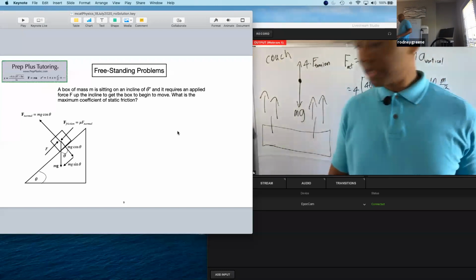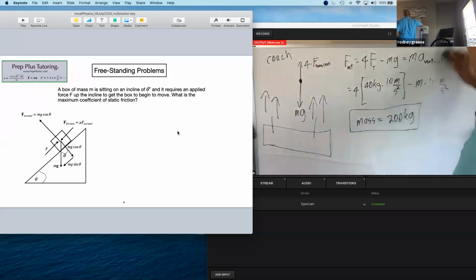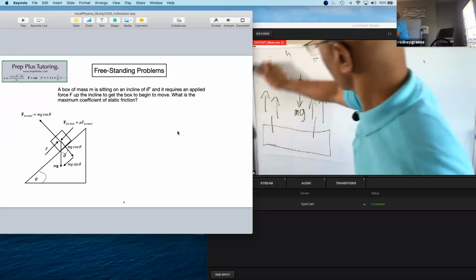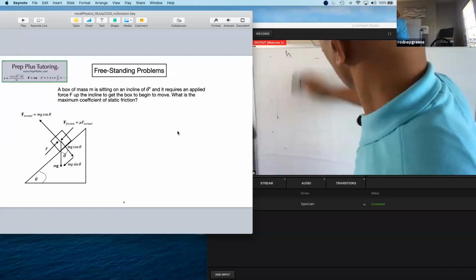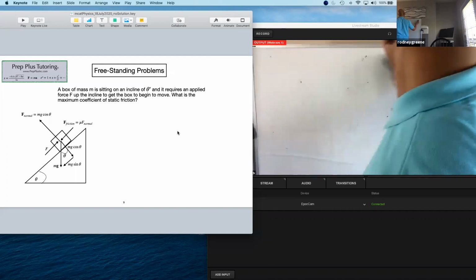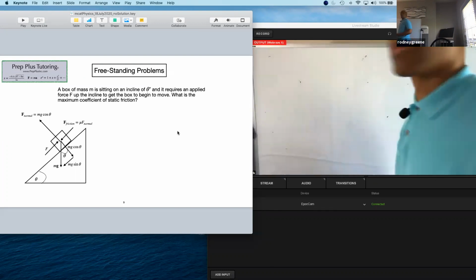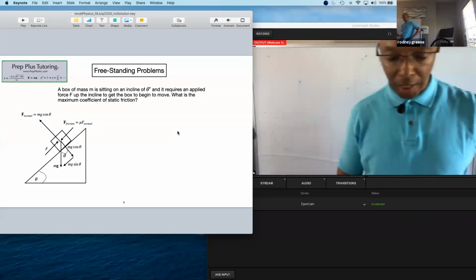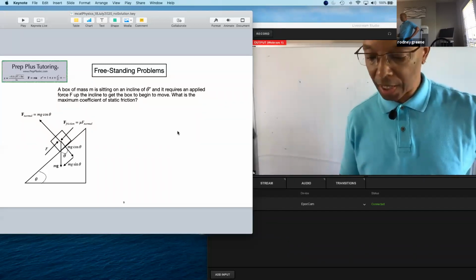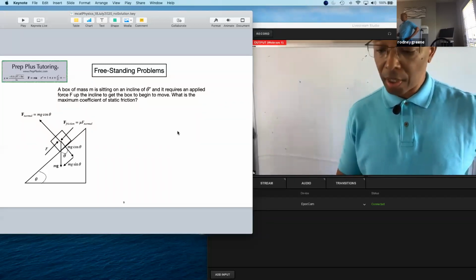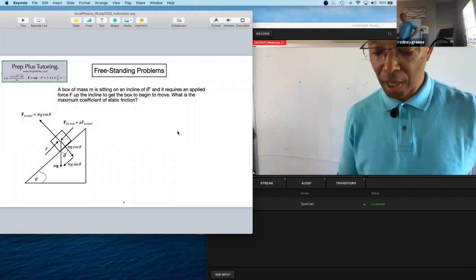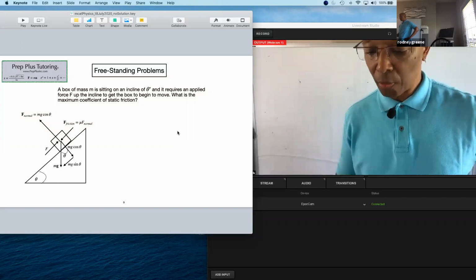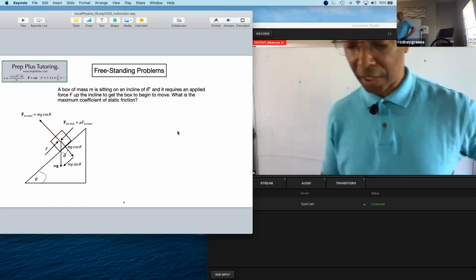So on this example, it's another freestanding problem. We have a box of mass M sitting on an incline of theta degrees, and it requires an applied force F up along the incline to get the box to begin to move. What is the maximum coefficient of static friction?